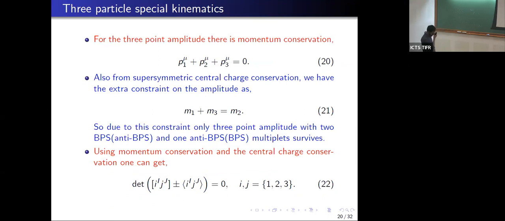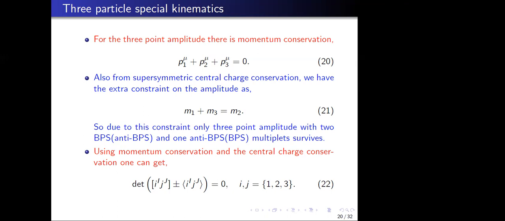Now discuss the three-particle spinor kinematics for massive particles also. For the 3-point amplitude, there is also momentum conservation for the massive case. Also from the supersymmetric central charge conservation, meaning the Z^{AB} central charge conservation, we have an extra constant on the amplitude like this. So due to this constant, only the 3-point amplitude with 2 BPS and 1 anti-BPS, or vice versa, multiplet survives. And using momentum conservation and central charge conservation, shouldn't the masses be the same?